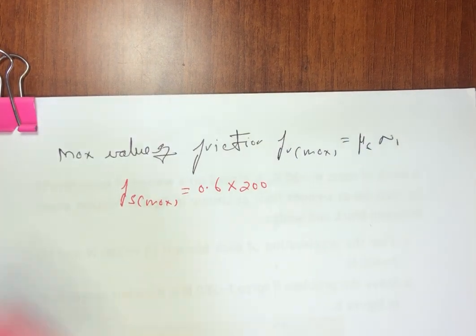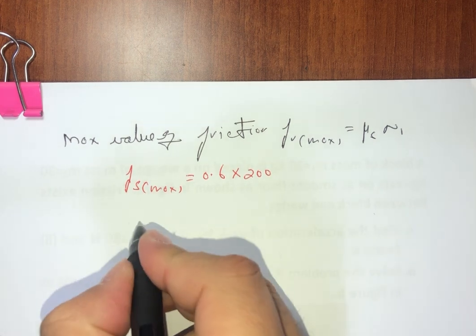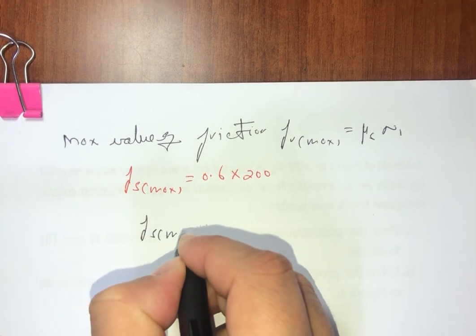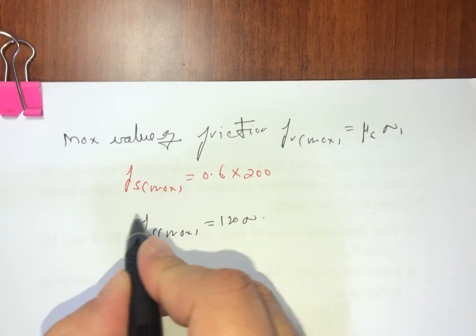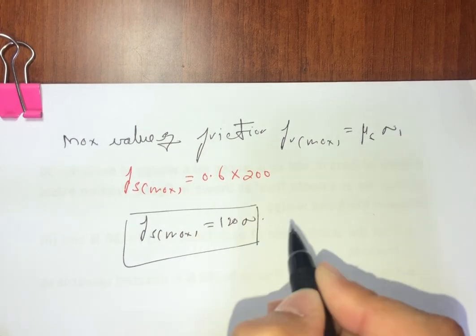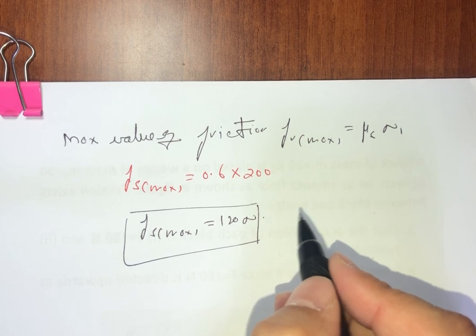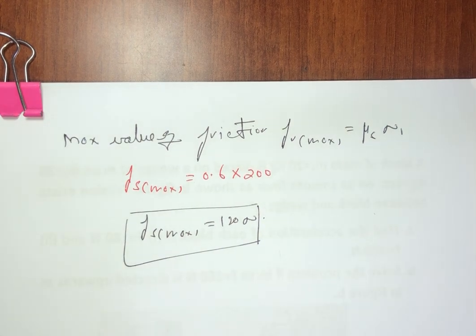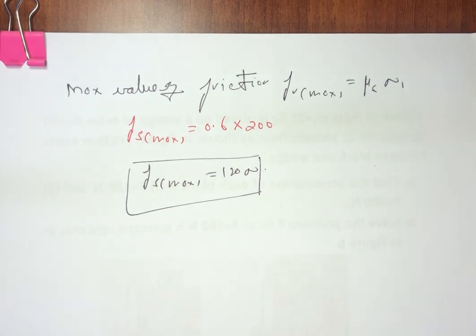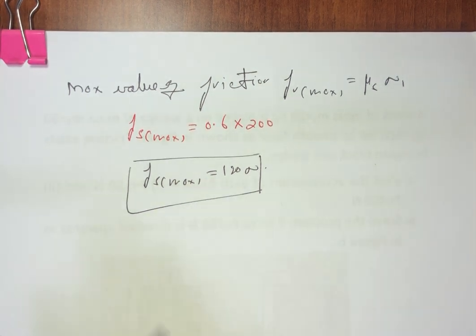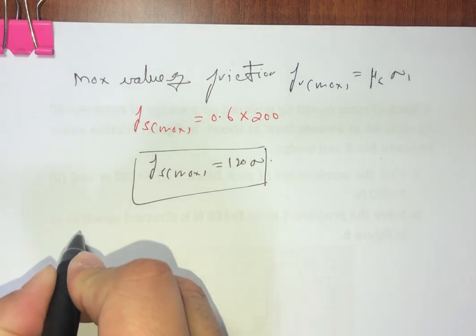So we get Fs max is equal to 120 Newton. So this is the maximum value of the friction, or we can say this will be our limiting value of the friction. Okay. So we get Fs max is equal to 120 Newton. Now let us consider the first part.